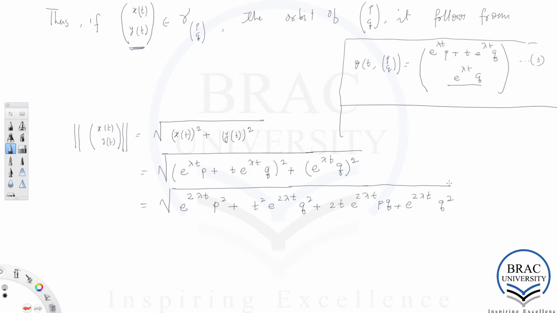Straightforward expansion using basic algebraic formulas then leads us to the fact that the square of the Euclidean norm of this vector (x(t), y(t)) is equal to e to the 2 lambda t, I am factoring out e to the 2 lambda t from here, times p squared plus q squared plus t squared q squared plus 2t pq.